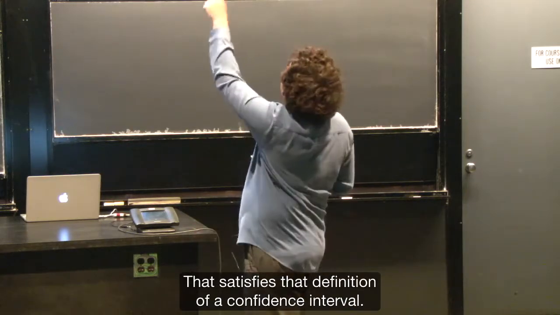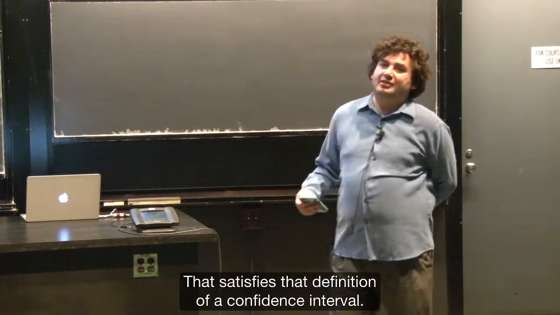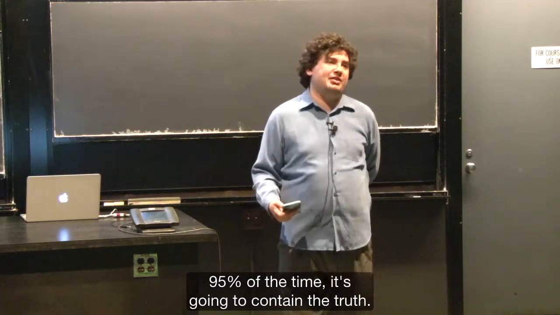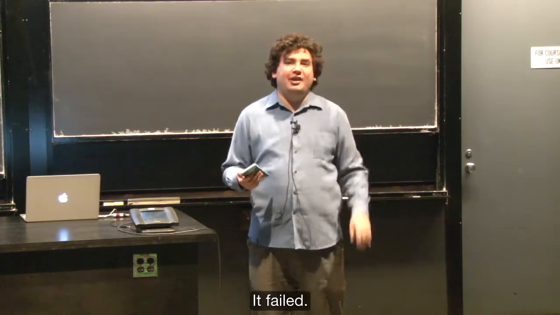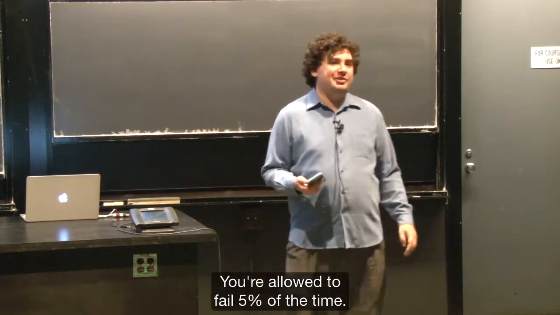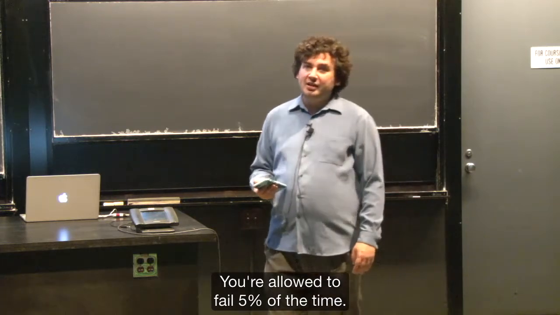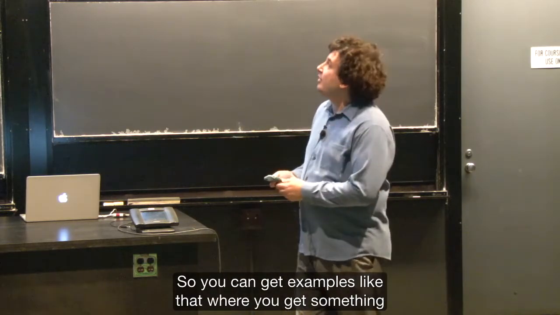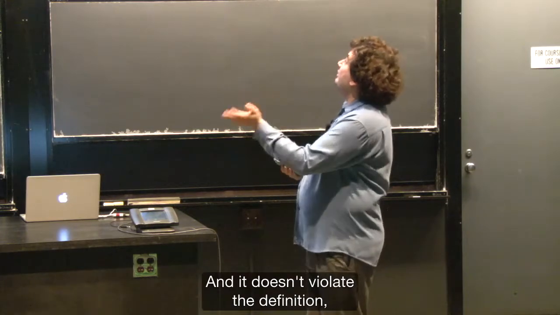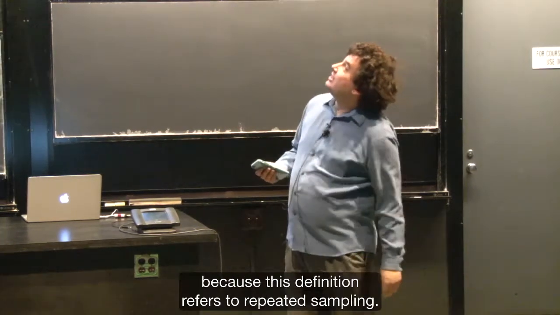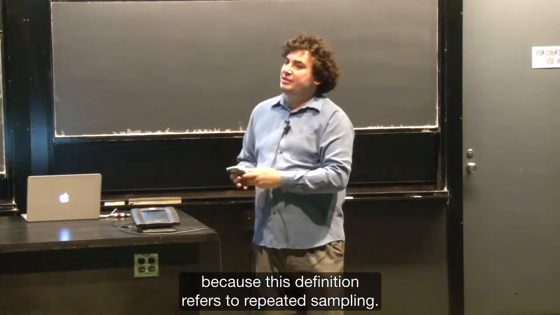that satisfies that definition of a confidence interval, right? 95% of the time it's going to contain the truth. The other 5% of the time, empty set, it failed, but that's okay, you're allowed to fail 5% of the time. Okay. So you can get examples like that where you get something that's completely impossible and it doesn't violate the definition because the definition refers to repeated sampling.